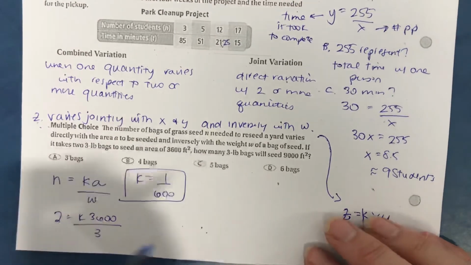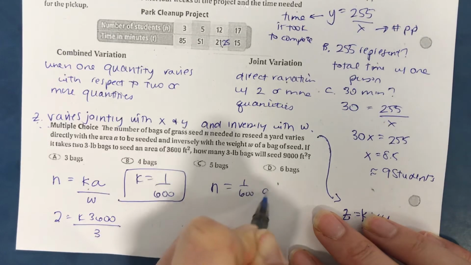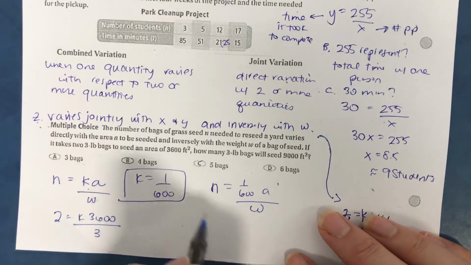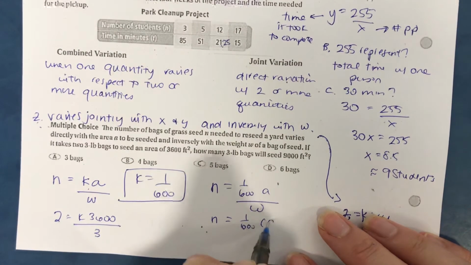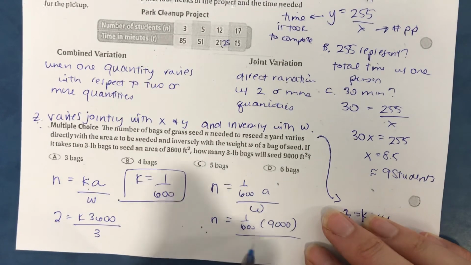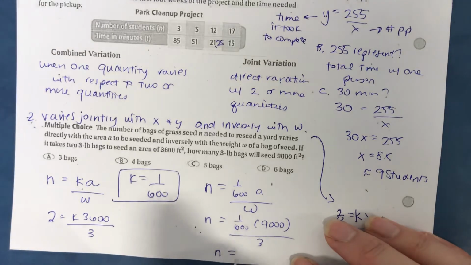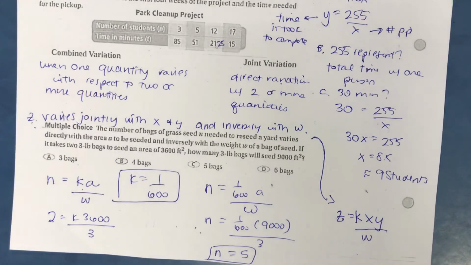So back to then the original, I'll just substitute in K and now answer the question. So we want to know how many 3-pound bags will seed 9,000 feet. So I'm trying to find N for 9,000, still a 3-pound bag. And we get 5. So we need 5 bags. Woo! That's it for 8.1.